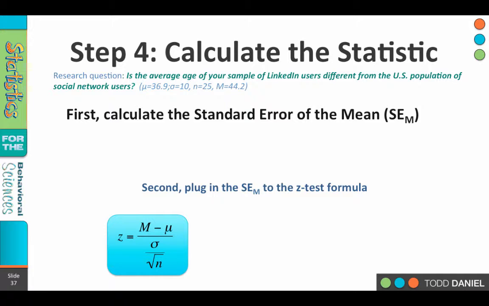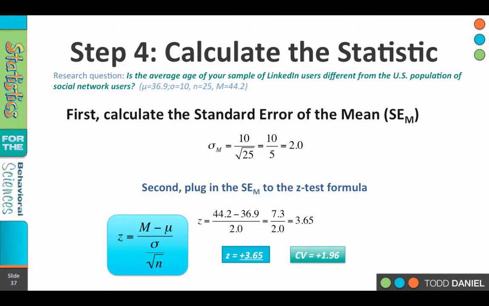So let's apply this. Remember that all of the numbers we will need are included at the top of the screen, so if you ever get confused about where a number is coming from, refer back to those values. We're going to calculate first the standard error of the mean, which is the standard deviation, or sigma, divided by the square root of the sample size, or 10 divided by the square root of 25. The square root of 25 is 5. 10 divided by 5 is 2.0. So 2.0 is what we are going to plug into the denominator of our z-test.